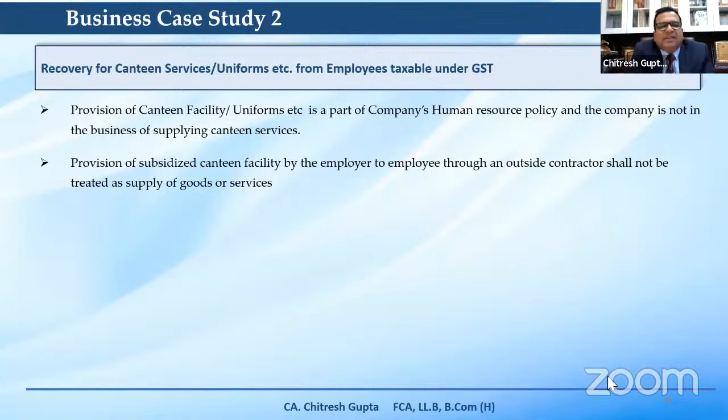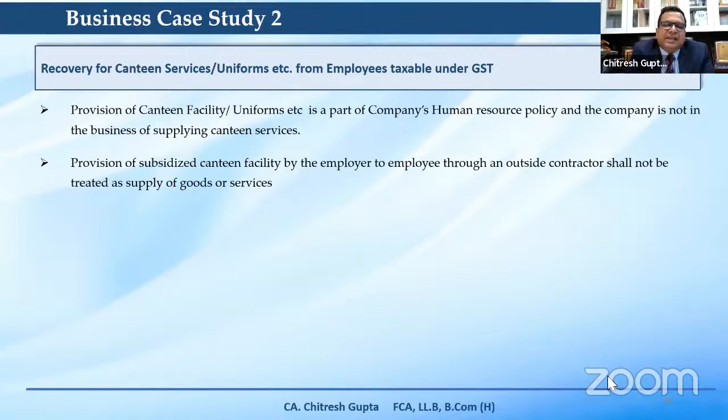Provision of subsidized canteen facility by the employer to employee through an outside contractor shall not be treated as supply of goods or services. Meaning thereby, we can take a ground that no service has been provided by the company because the canteen service or supply of food has been made directly by the canteen contractor to the concerned employee, and as such no service has been provided by the company. The company has only facilitated the payment to the vendor by recovering some portion of the cost from the employee and bearing some part of the cost itself.